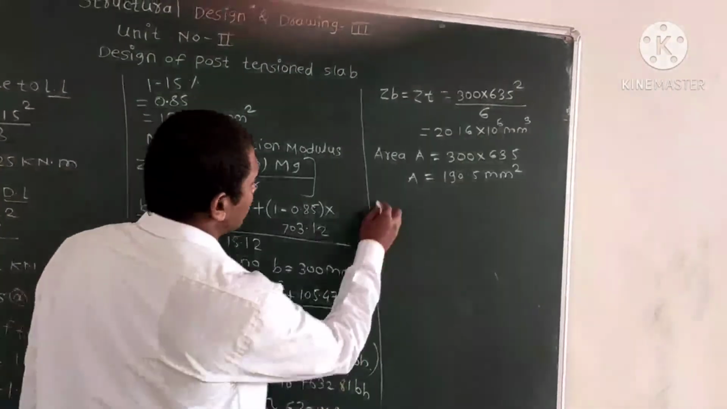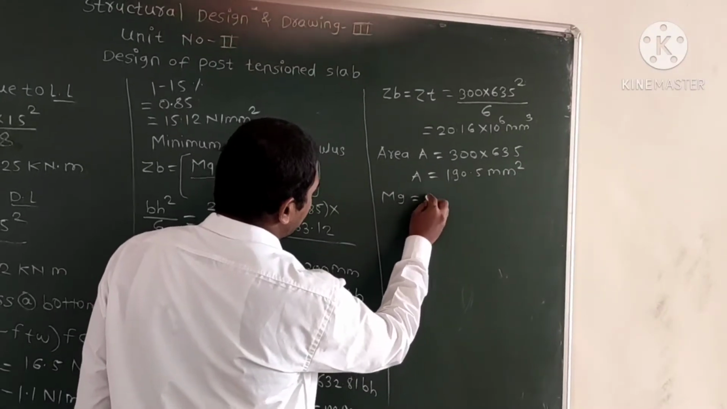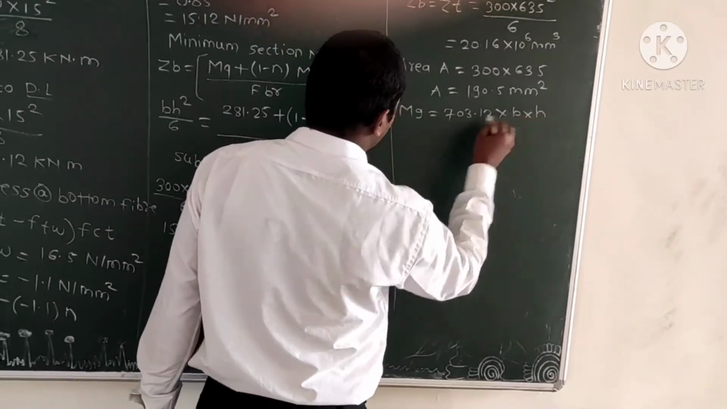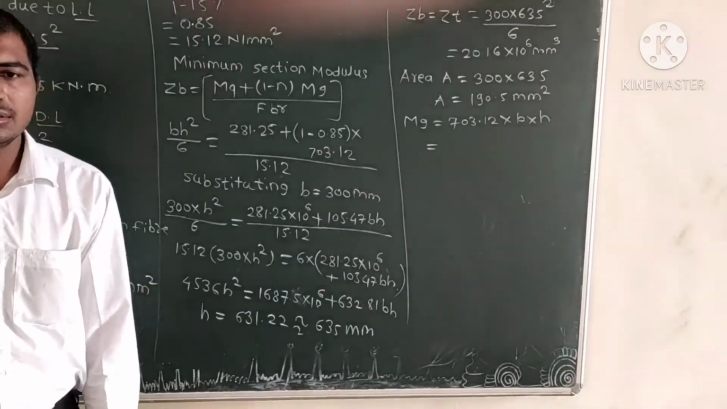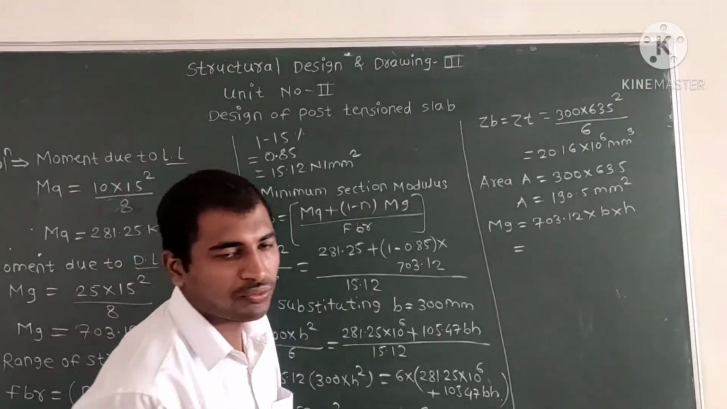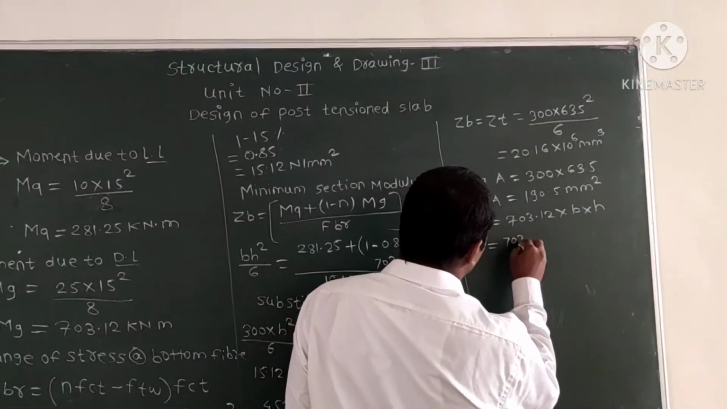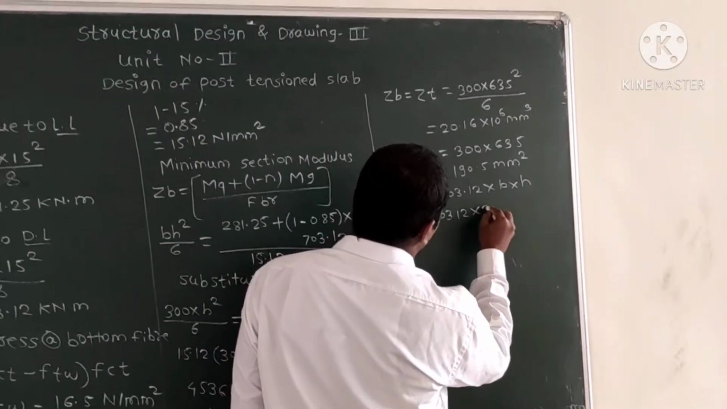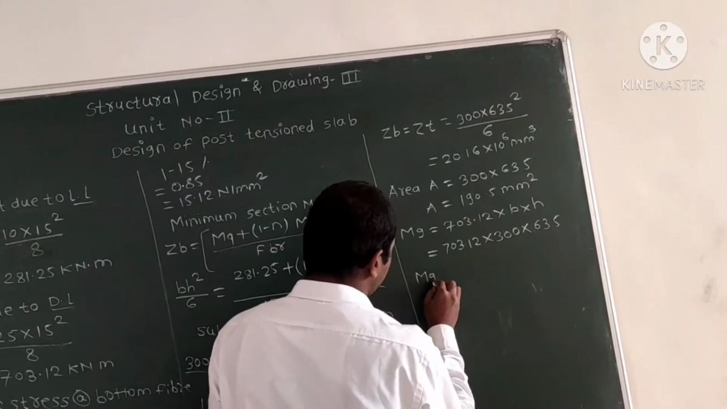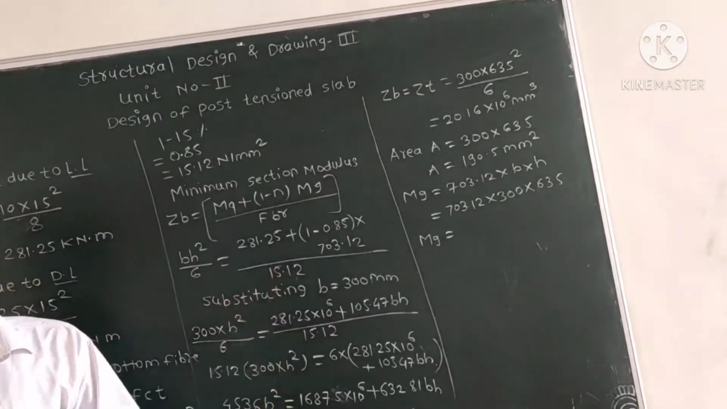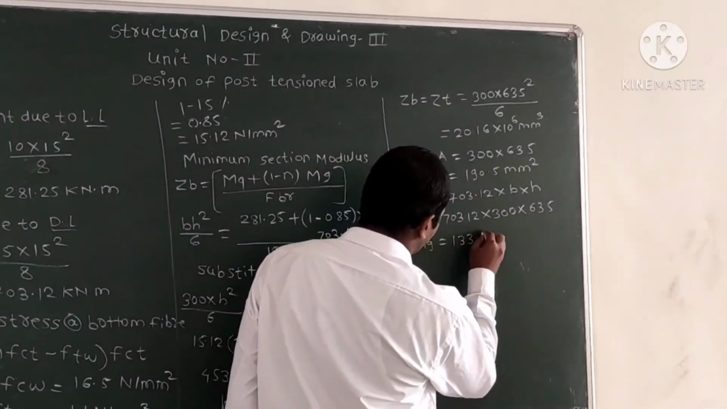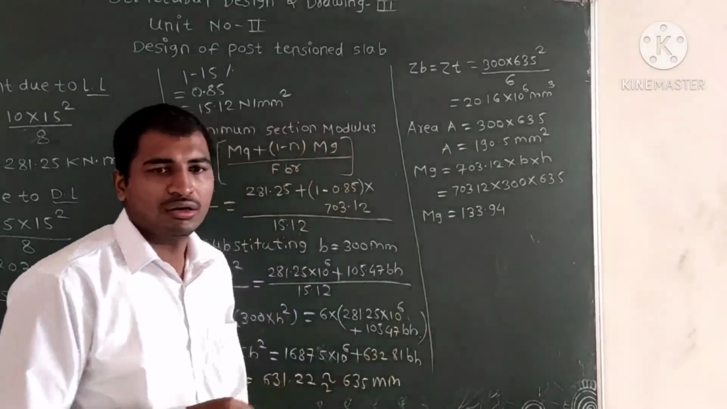Then MG is equal to 703.12 into BH. Then B is 300 and H is 635. 703.12 into 300 into 635. Find out this value in the calculator. We get 133 in kilonewton per meter.